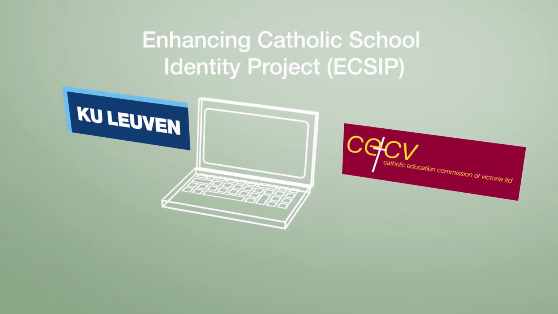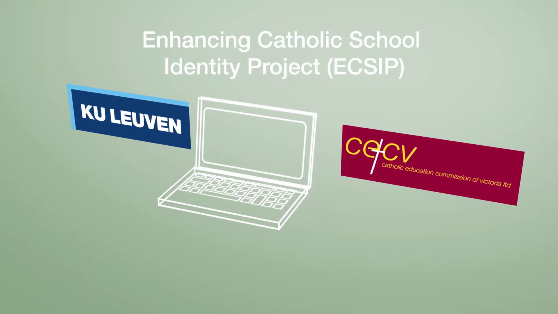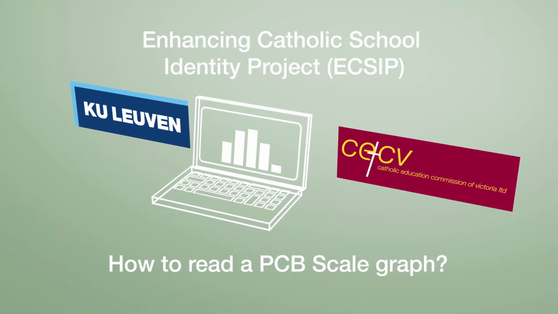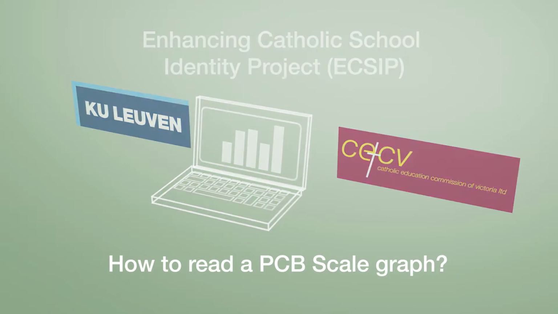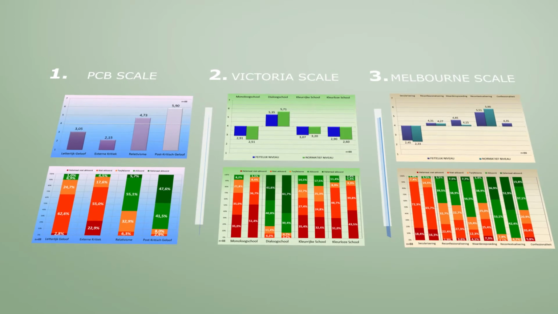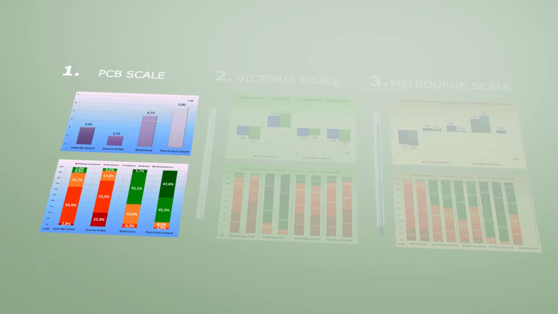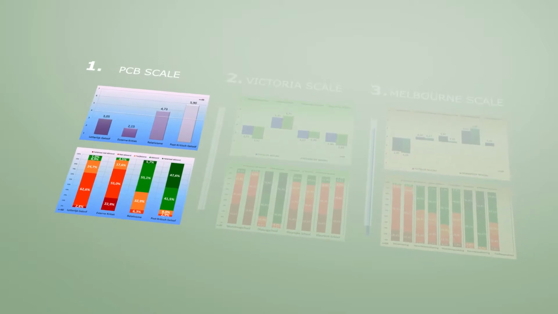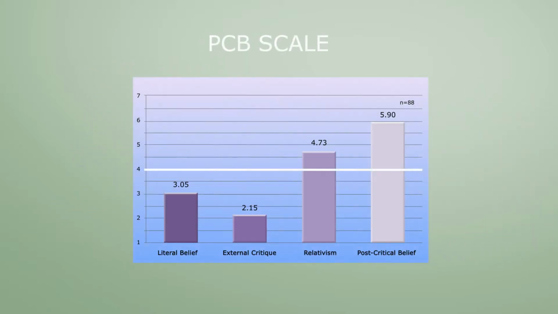The ECSIP methodology explores the Catholic identity of your school through the use of 3 scientific measuring instruments, each with its own type of graphs. This clip teaches you how to read the graphs of the post-critical belief scale. Reading graphs like these might seem difficult at first sight, but once you know the basics, it's not so difficult at all. The graphs of the PCB scale all have a light blue background color.